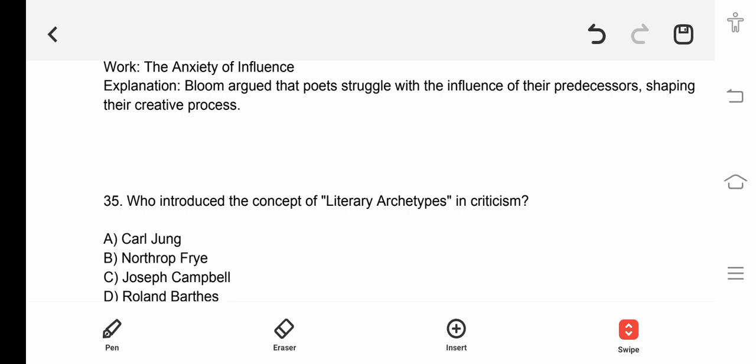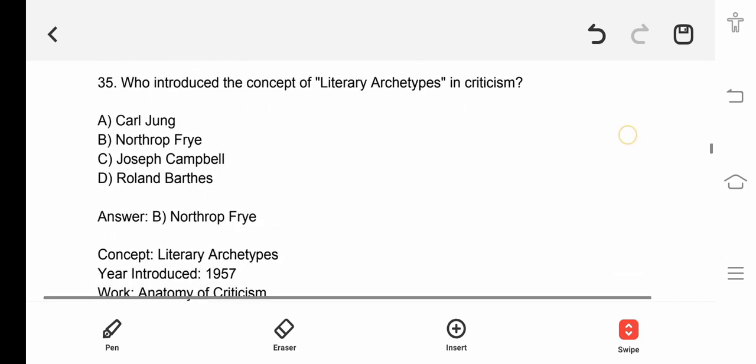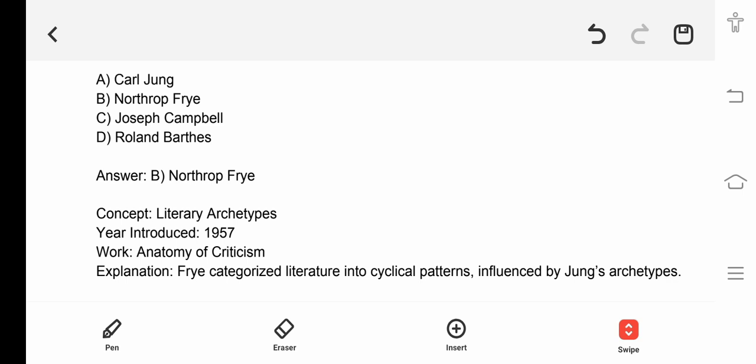Question number 35. Who introduced the concept of literary archetypes in criticism? You can see the options and try to guess. Okay, let's see the correct answer. The correct answer is Northrop Frye. The literary archetypes concept was introduced in the year 1957 in the work Anatomy of Criticism. In this, the writer categorized literature into cyclical patterns influenced by Jung's archetypes.